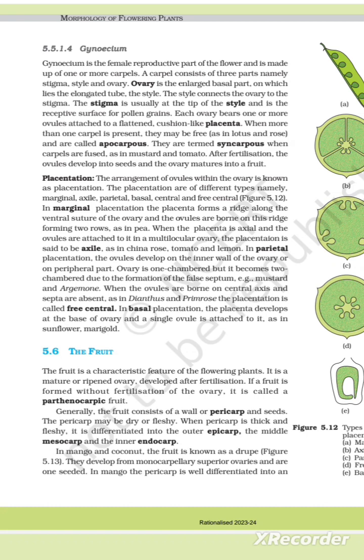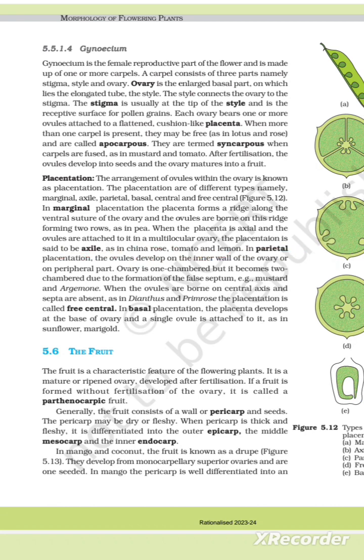Figure 5.12. In marginal placentation, the placenta forms a ridge along the ventral suture of the ovary and the ovules are borne on this ridge, forming two rows, as in pea. When the placenta is axial and the ovules are attached to it in a multilocular ovary, the placentation is said to be axial, as in China rose, tomato, and lemon.